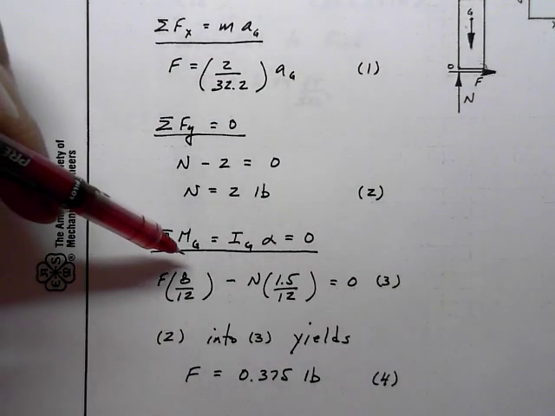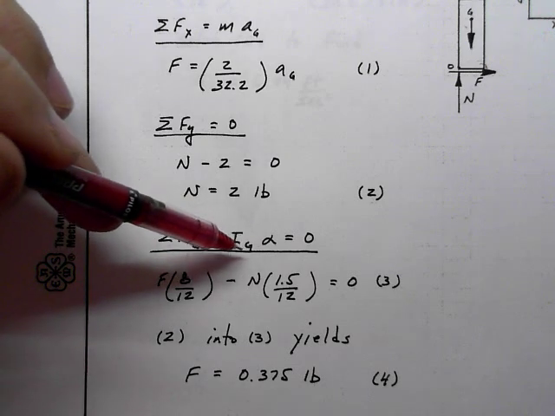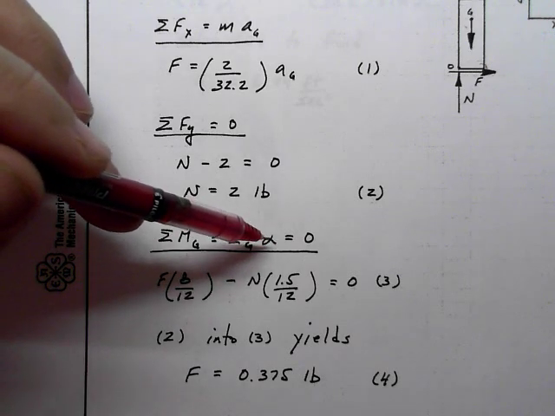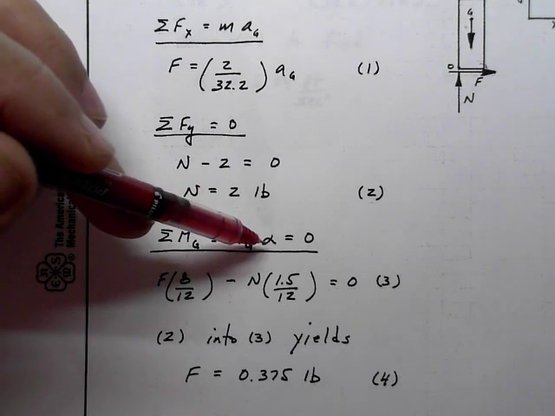And then finally, since we're now in Chapter 17, we have a third equation available to us, and we will sum moments about the center of gravity. We'll use the moment of inertia about the center of gravity times alpha, but in this case we're not going to allow it to tip. We're just going to come close, so alpha is equal to 0.